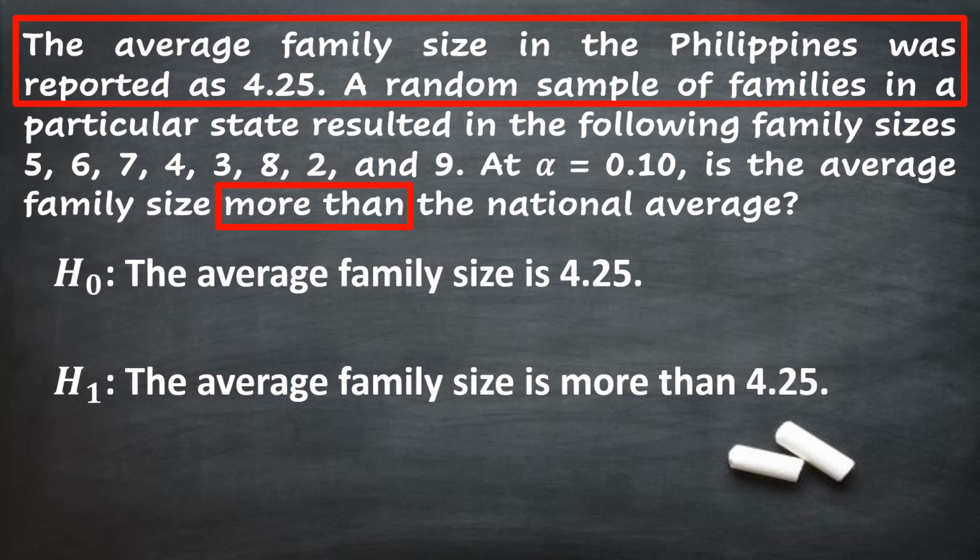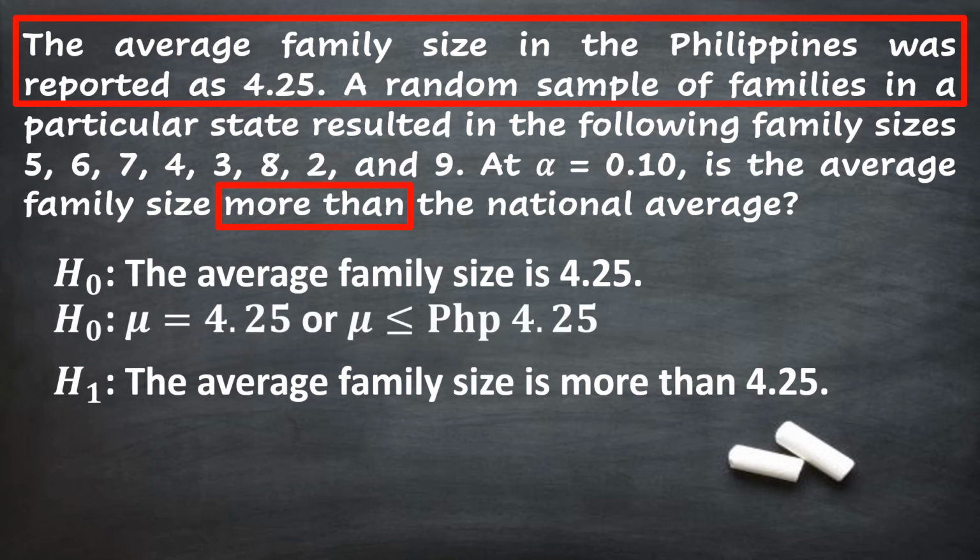Then for the mathematical statement of our null hypothesis, it can be population mean is equal to 4.25, or population mean is less than or equal to 4.25, since the statement for the alternative hypothesis is more than. So you just negate more than, it is less than or equal to. Then the mathematical statement for the alternative hypothesis is population mean is greater than 4.25, since it is stated in the sentence case of the alternative hypothesis that the average family size is more than 4.25.